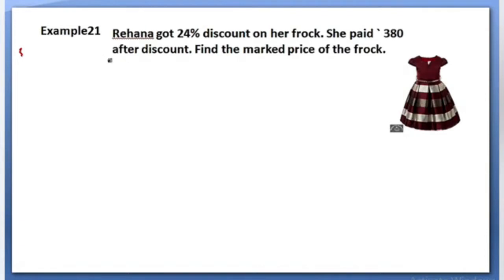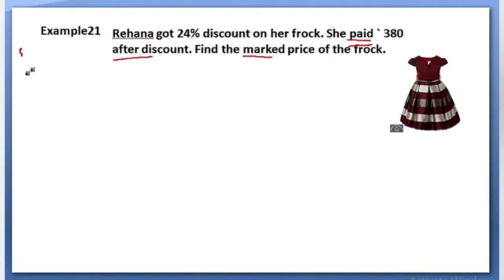Here we can see example 21. Rehana got a 24% discount on her frock. She paid 380 rupees after discount. So find the market price of the frock. Market price means the price before the discount.